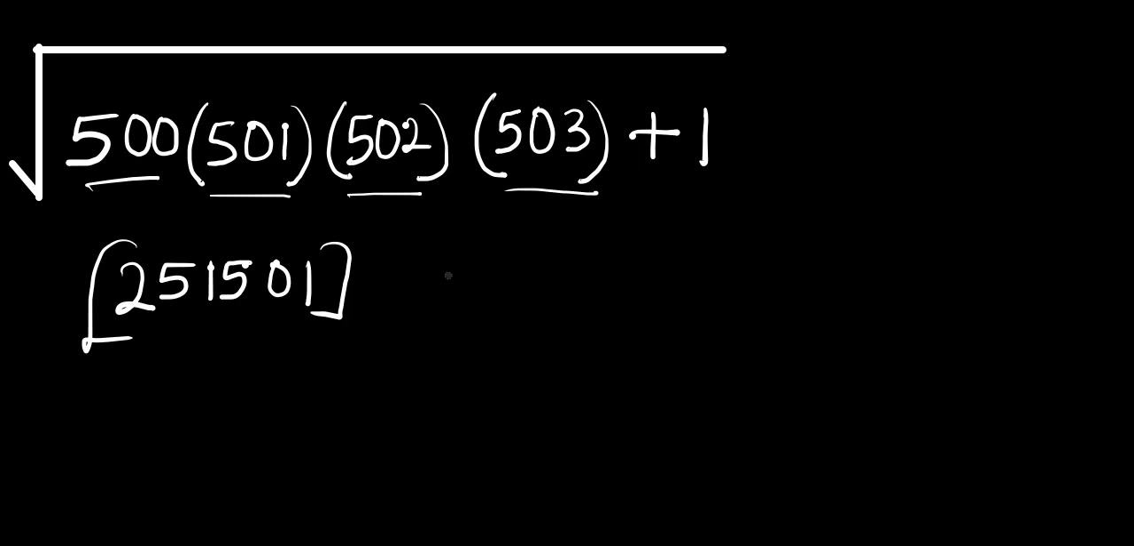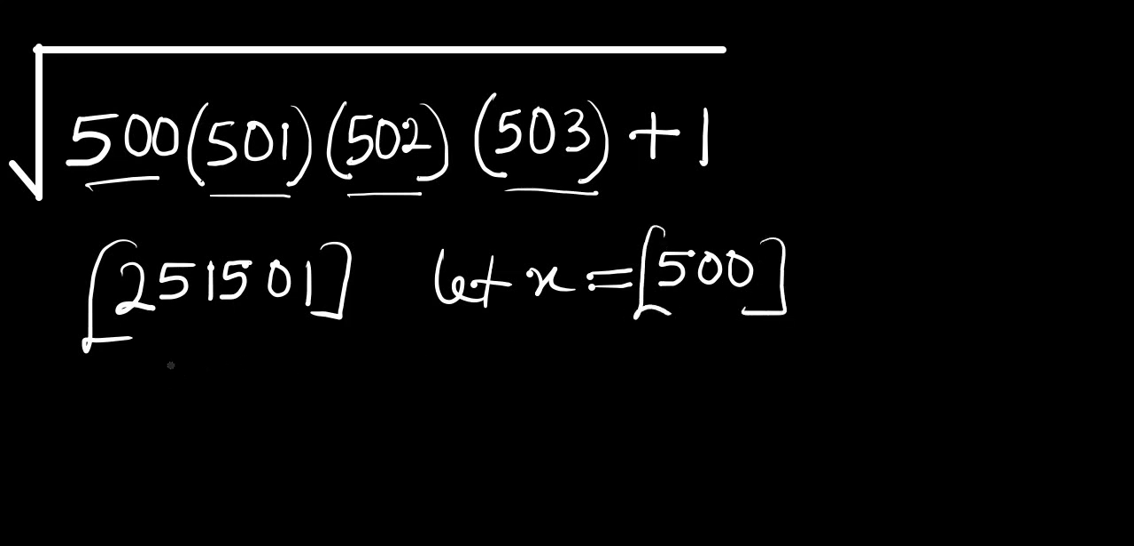Now let's get started. What we can do is say let x equals 500. Or you can also decide to let x equals 501. Then if x equals 501, your 500 here will be x minus 1, and this will be x plus 1. But in my own case, I've decided to let x equal 500.